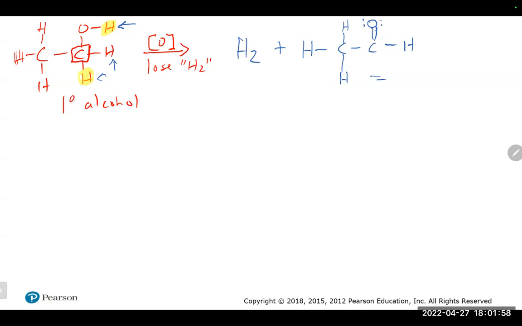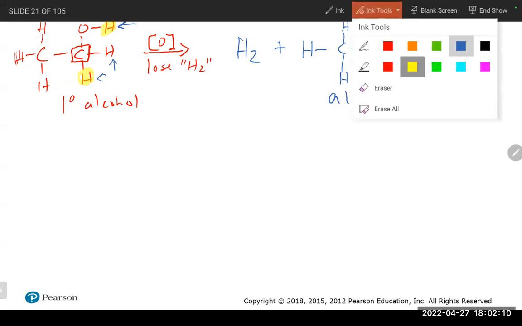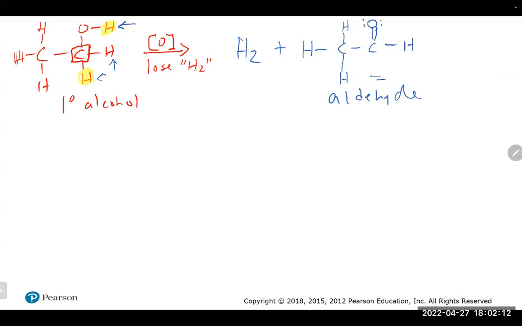What we get here as a result of this oxidation reaction is another organic compound, which is known as an aldehyde. And the aldehyde's functional group is that last part there. It is this part right here. It is a carbon with a hydrogen and a double bonded oxygen. So that is the functional group of an aldehyde.